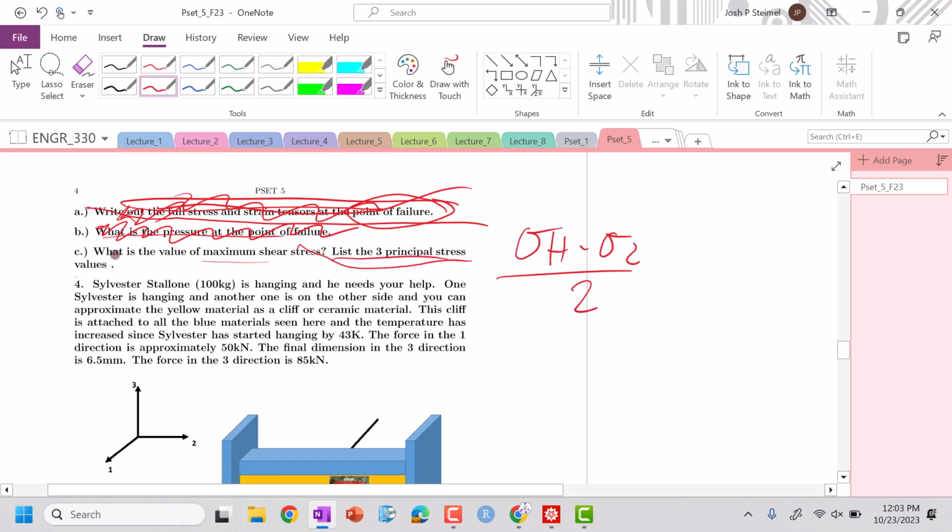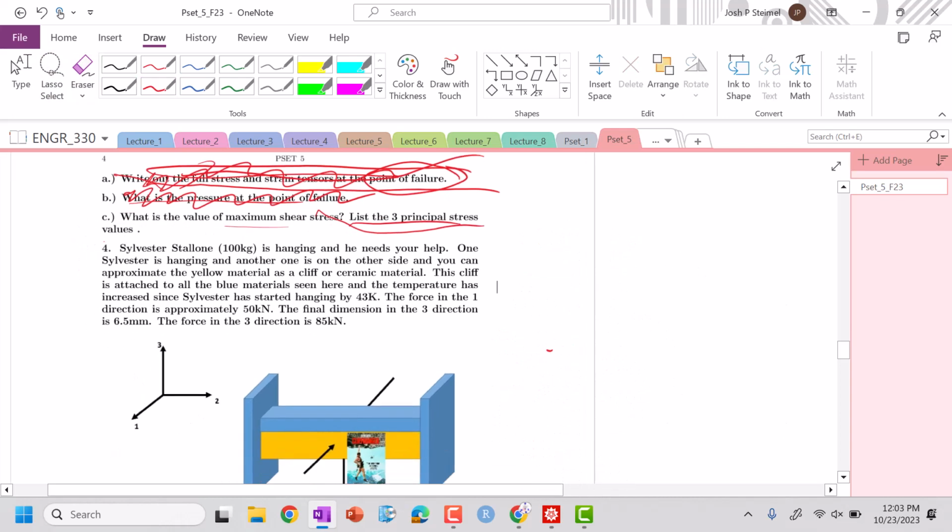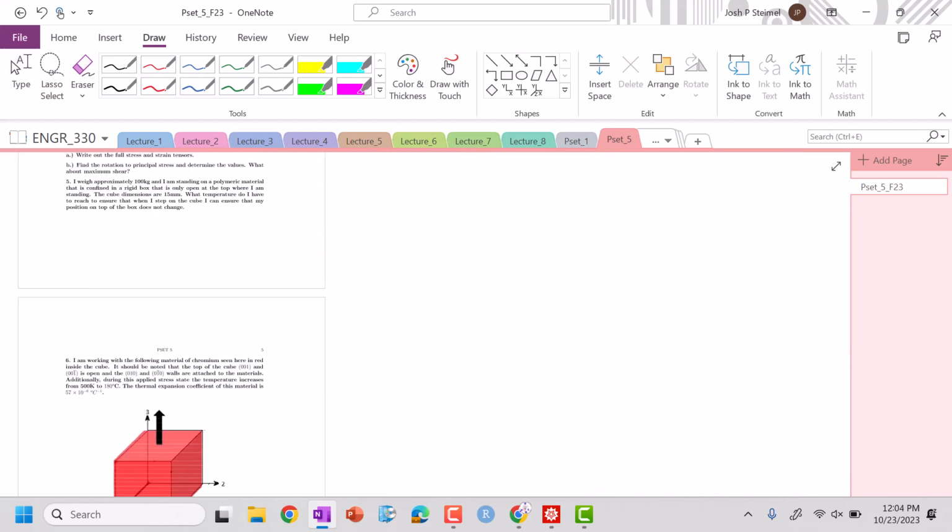List the 3 principal stress values. Sigma 1 is equal to sigma H. Sigma 2 is equal to sigma L. Sigma 3 is equal to 0, and that's always true for all thin wall pressure vessels. Excellent. 4 and 5 and then 6.